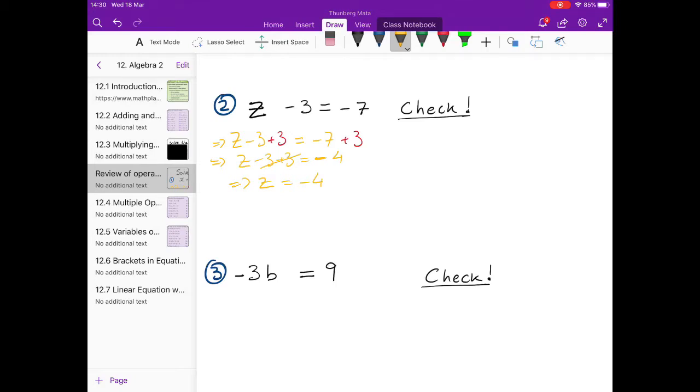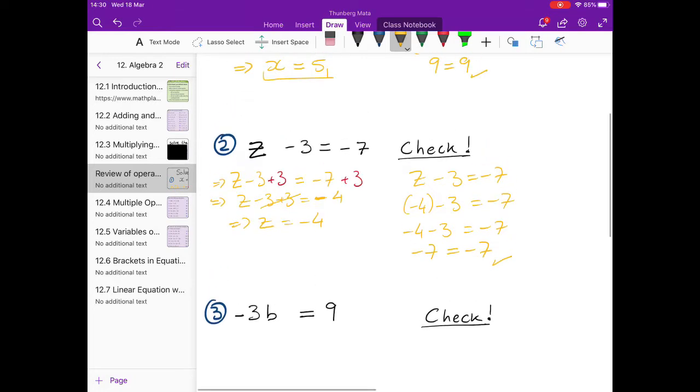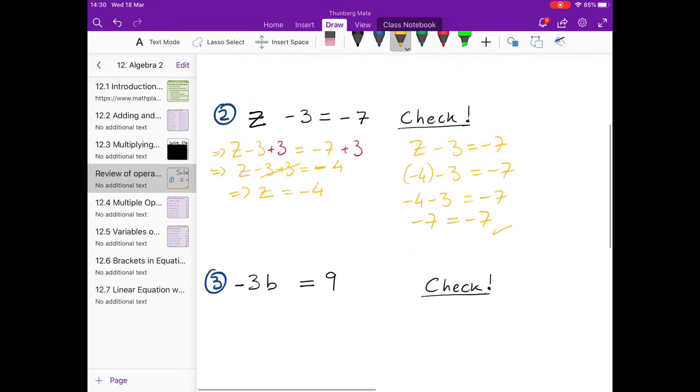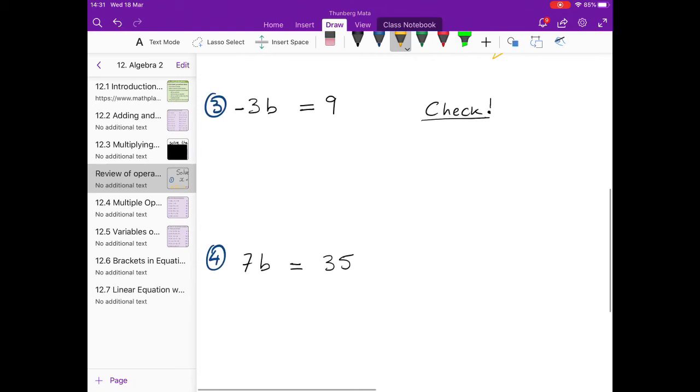Now I can check my answer just like before. I have z minus 3 is equal to minus 7, and I'll check my answer by replacing z with minus 4 and seeing what I get. So now I have minus 4 minus 3 is equal to minus 7. If I have negative 4, I take away another 3, I'll end up with negative 7. So negative 7 is equal to negative 7. That's true, so we know that we've solved it correctly.